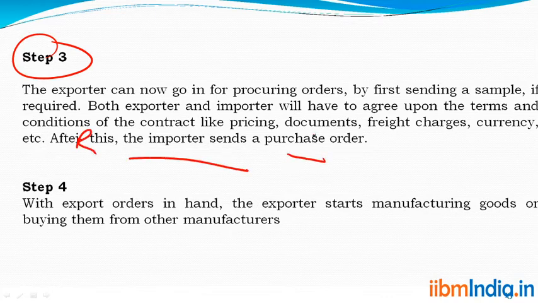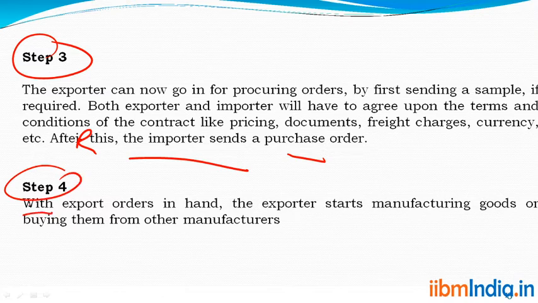So firstly, exporter can now go in for procuring the order. Suppose that I am an exporter and you are an importer. If you want to import any product from me, the very first thing I have to do is send certain samples of this particular product to you. Once both the exporters and importers agree upon the terms and conditions, just like what will be the pricing, what documents are required, what will be the freight charges, who is going to pay the freight charges, what will be the currency, what will be the mode of payment. There can be numerous questions raised in our mind. Once all the questions and answers are settled, then the importer sends a purchase order to the exporter.